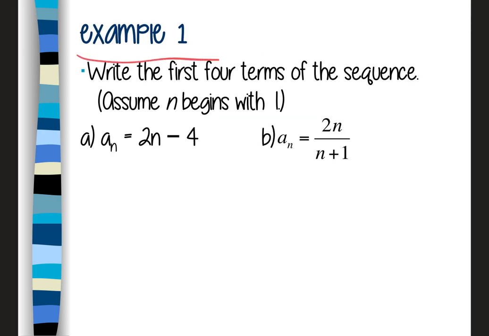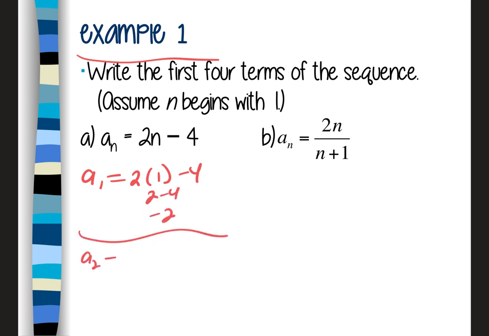Directions say write the first 4 terms of the sequence, and assume n begins with 1. So the first one we plug in is A1. A1 would be 2 times 1 minus 4, where we plug in 1 in the place of the n. So this would be 2 minus 4, which is negative 2. And then I would do A2, and A2 is 2 times 2 minus 4, 4 minus 4, which is 0.